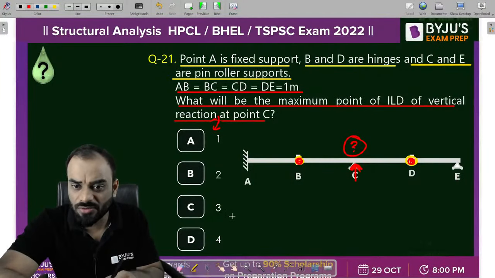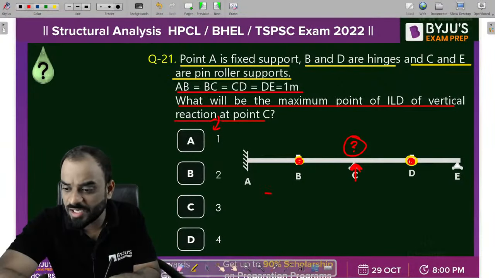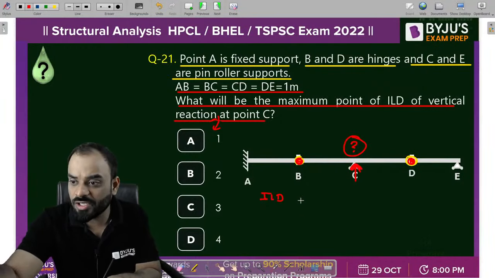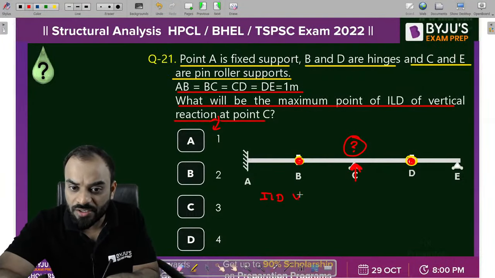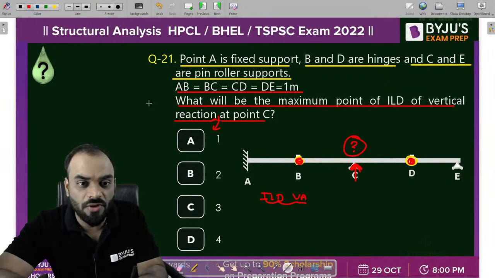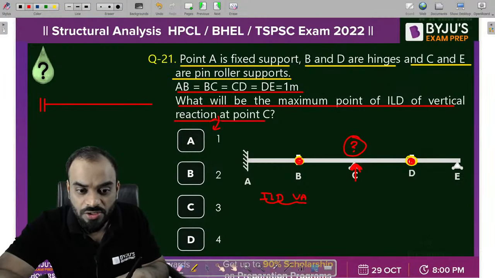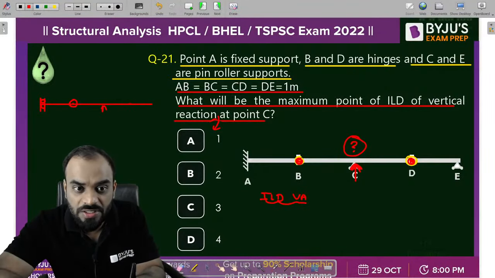Okay, just imagine. Just try to draw the ILD for vertical reaction at A, right? Kindly draw the ILD for vertical reaction at A. Clear? Then how does it look? So you need to consider this one as a guided roller support. Okay. And this is our internal hinge. This one is our vertical reaction. This one is our internal hinge. And this one is our roller.